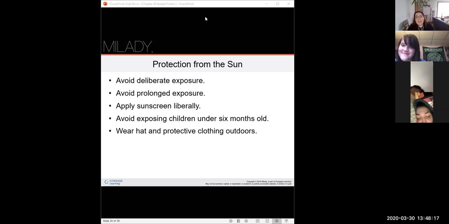Okay, so to protect yourself from the sun, you're going to avoid deliberate exposure, avoid prolonged exposure, use sunscreen. These are obvious. We've been talking about these our whole lives. That's how you avoid sunburn from UVB rays.